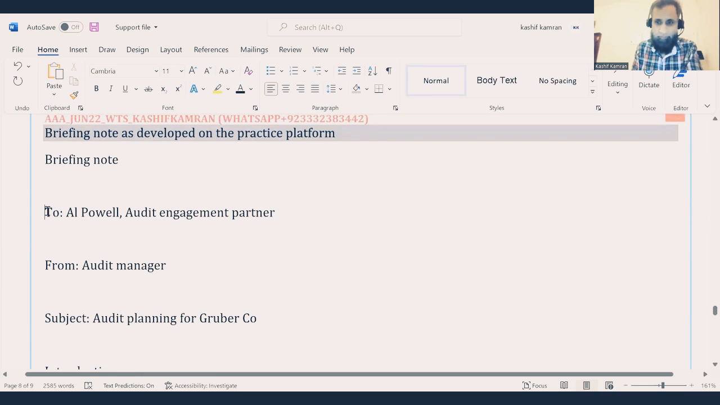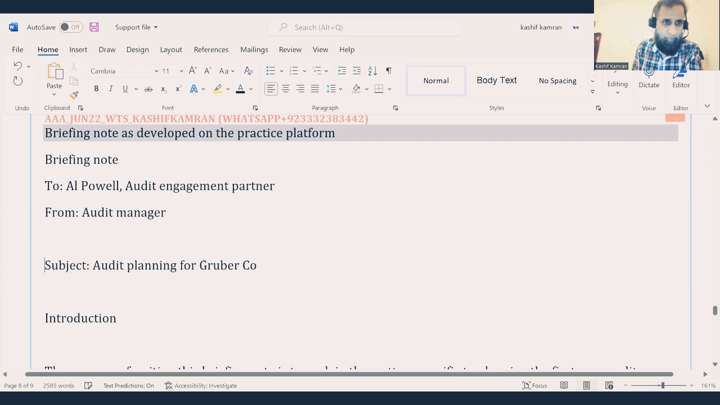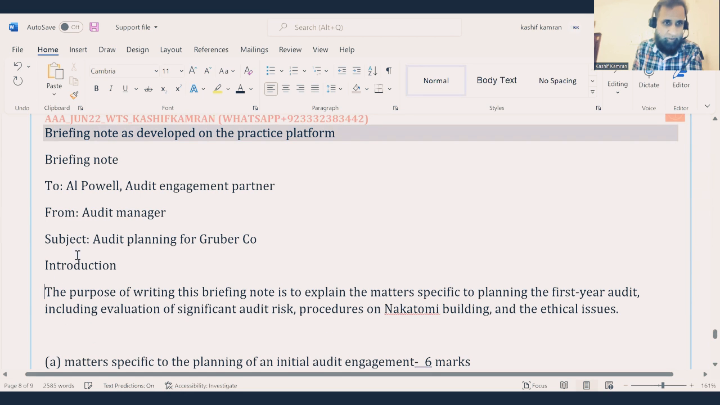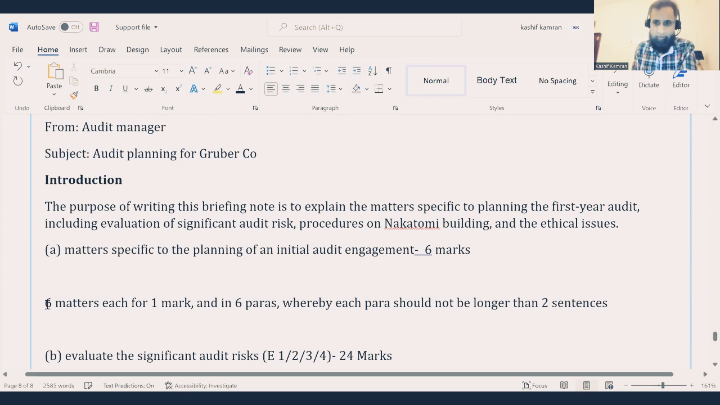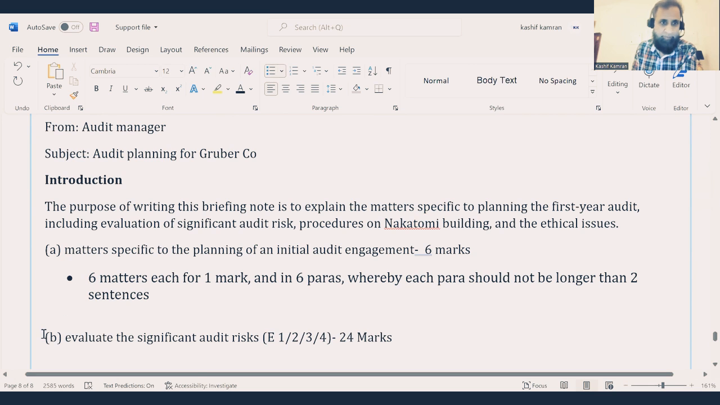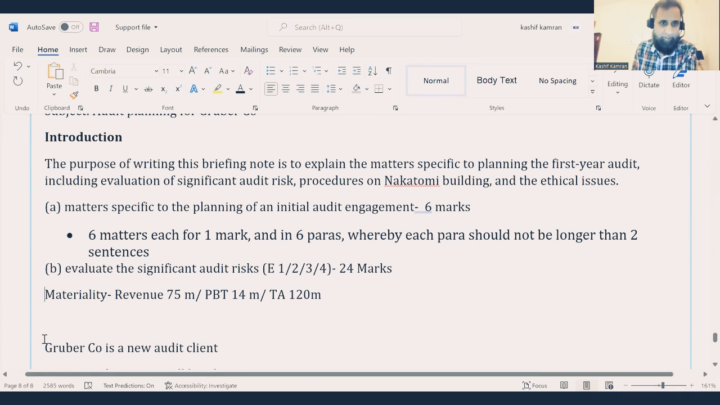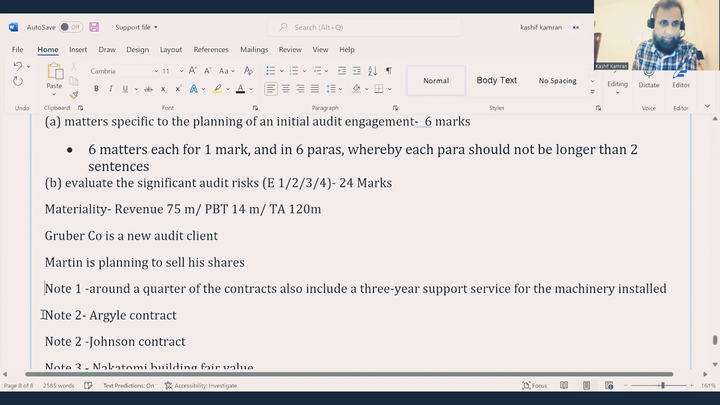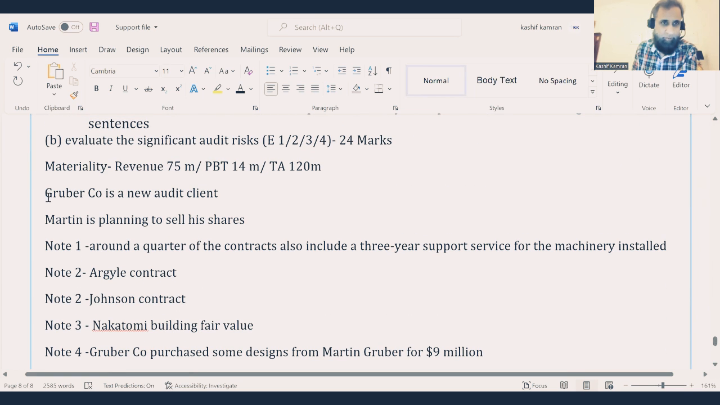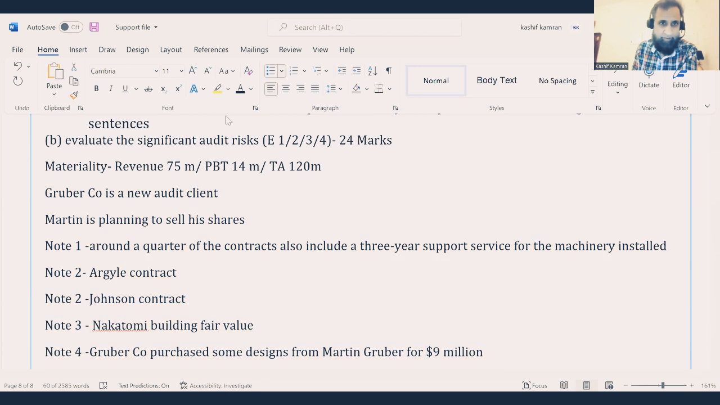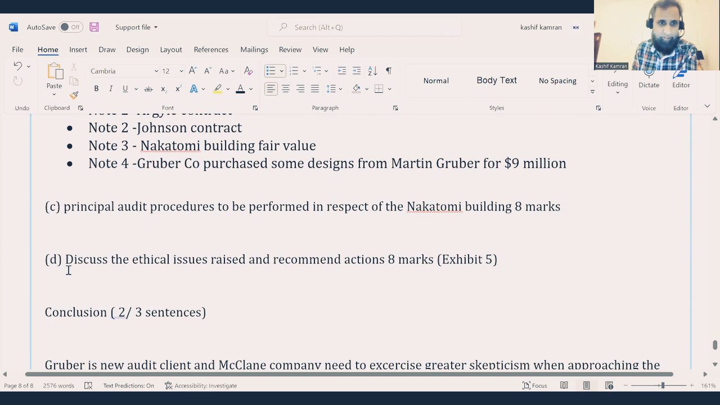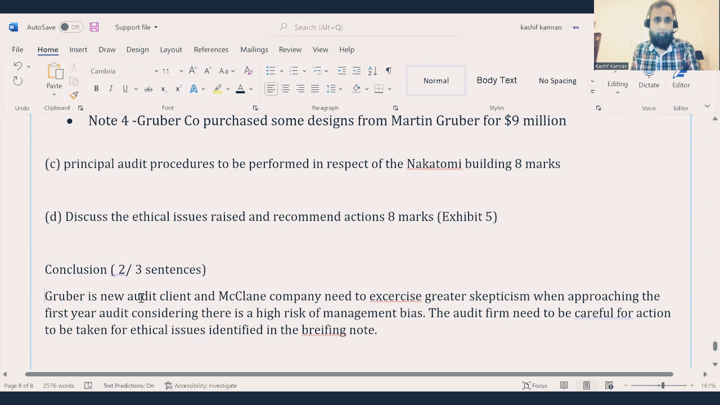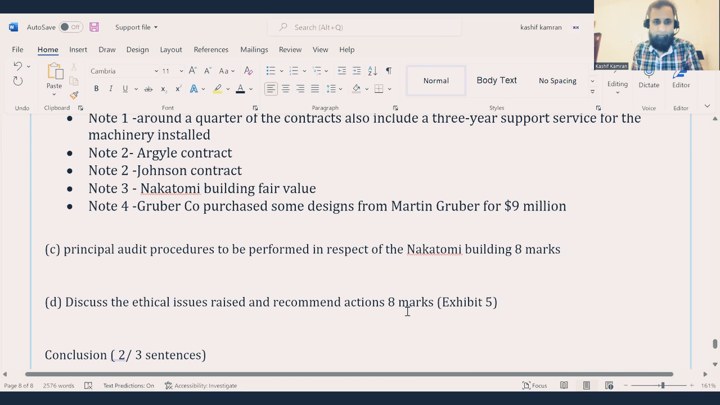Briefing note: to, from, subject, introduction. So you can imagine the actual length now. Part A, what you need to do in part A. Then we had part B. In part B, we had many risks identified here. Just delete the materialities from here. In part C, we had the procedure. In part D, we had the conclusion. So this is how things look, right? I hope that will benefit you once you get this Word file at your end.